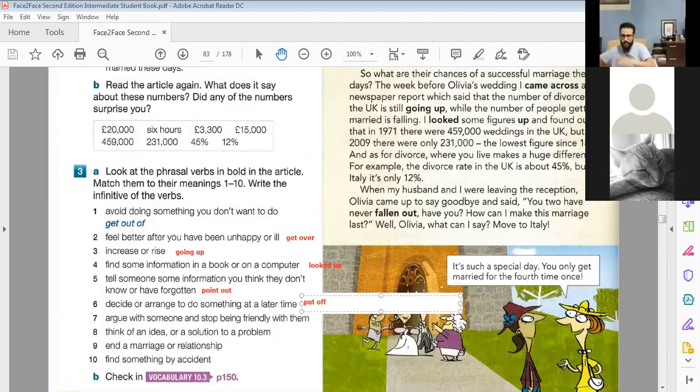Argue with someone and stop being friendly with. Split up. Do we have split up here?